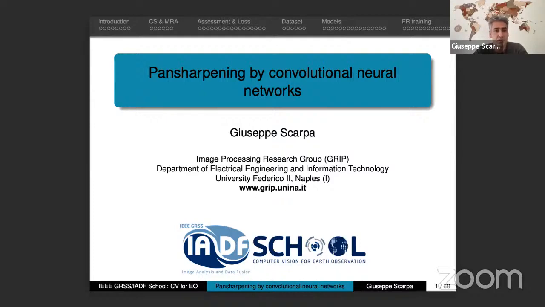This class falls in the frame of deep learning-based image fusion in the remote sensing context. In particular, to be more concrete, we will focus on a specific task, which is pansharpening, one of the most classical fusion tasks in remote sensing. However, many considerations that will be made here are of general interest in the image fusion framework.